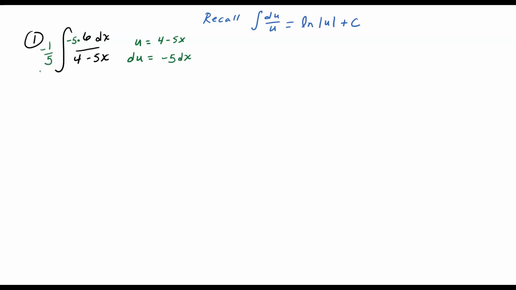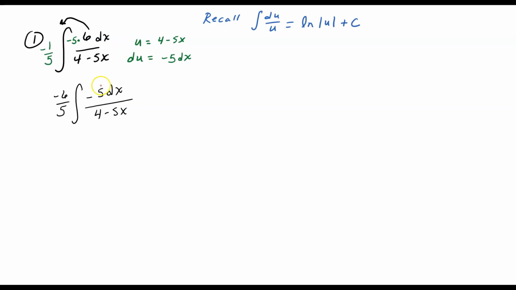Okay? And so what we're going to do is migrate the constant across the integral. And what do I mean by that? That 6 is going to come out. Okay, so let's take a look at that. We're going to have a negative 6 over 5 on the outside, and on the inside we can have negative 5 dx over 4 minus 5x. So just a slight little change.